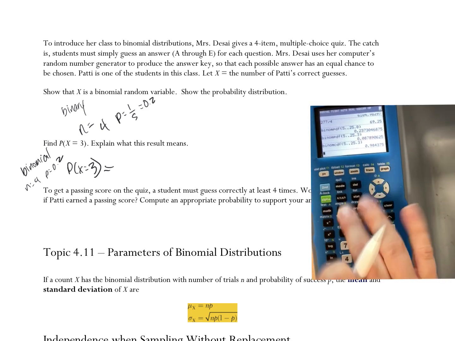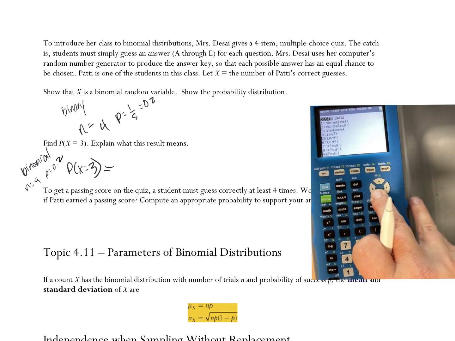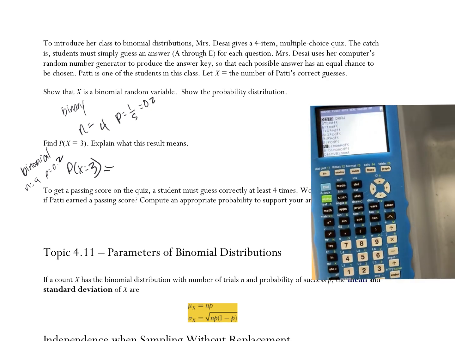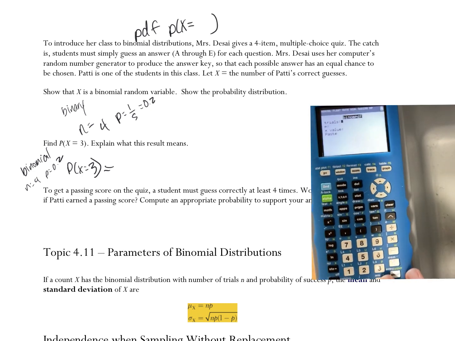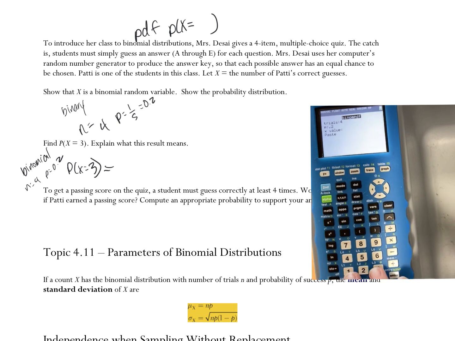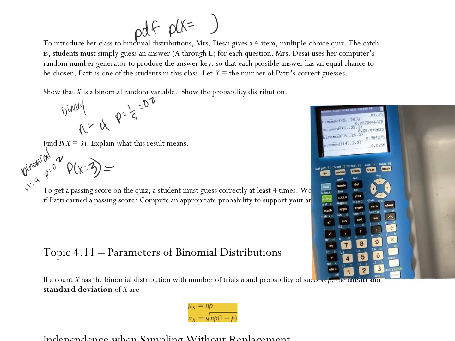So second vars to bring up the distribution menu, we're going to choose binom. Which one are we choosing for this one? PDF. So PDF will give you the probability x is equal to something. This time we have 4 trials, 0.2. X value is what? 3. Okay, and we get 0.0256. All good.